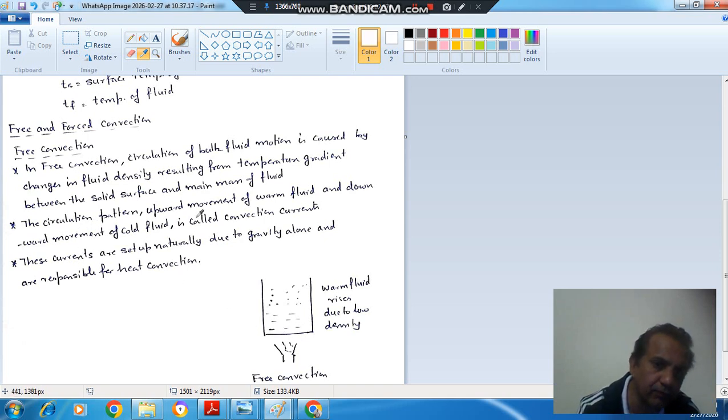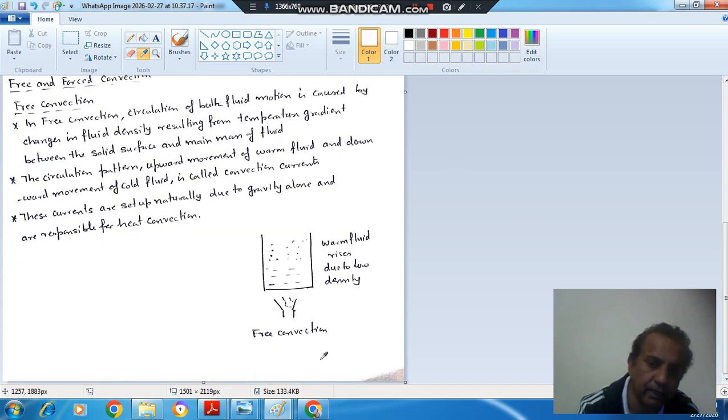Next point is the circulation pattern: upward movement of the warm fluid and downward movement of the cold fluid is called convection current. These currents are set up naturally due to gravity alone and are responsible for free convection, because the cold fluid is heavier, so it will come down due to gravity, and the warm fluid is lighter, so it will go up. So this is a natural phenomenon. That's why it is called free convection.